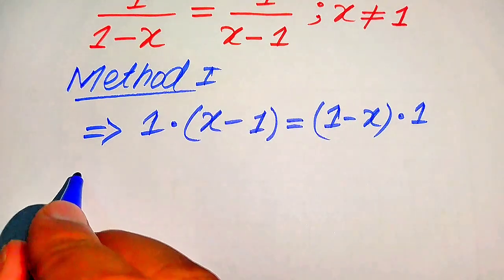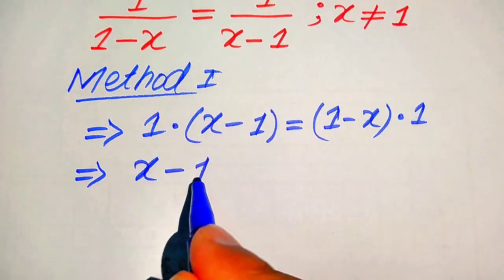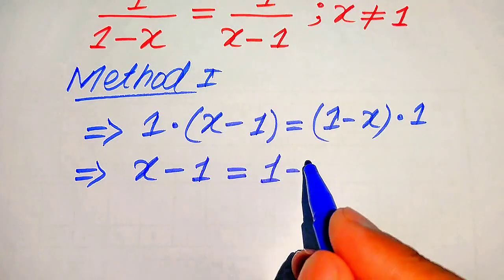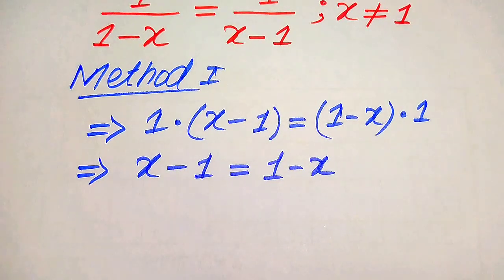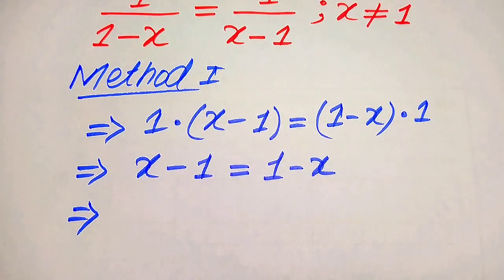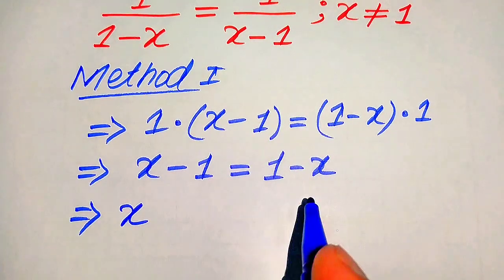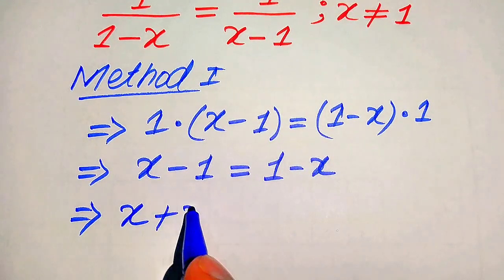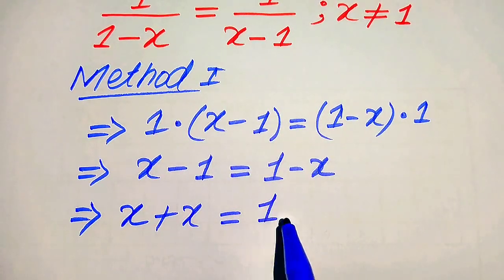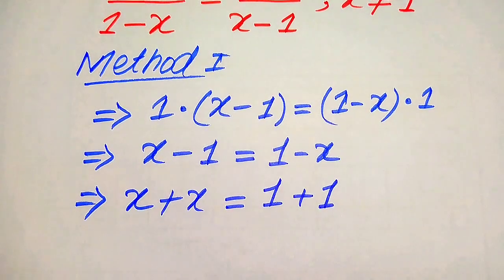In the next step, when we multiply by 1 on both sides, we get x minus 1 is equal to 1 minus x. Now we need to move the variable terms to the left hand side. So we move this minus x to the left hand side, and since it is a negative term, it becomes plus x. Moving minus 1 to the right hand side, it becomes plus 1.